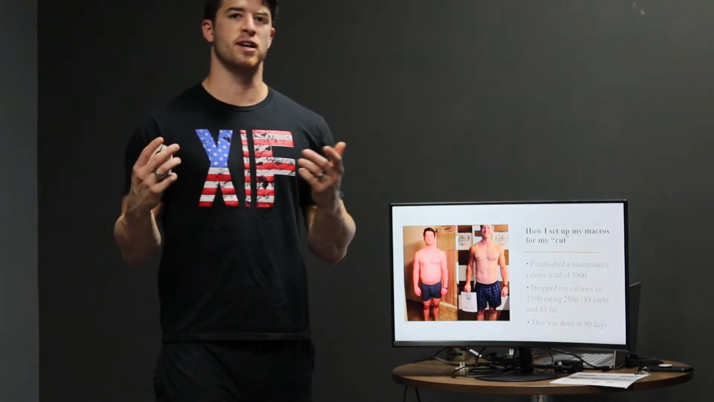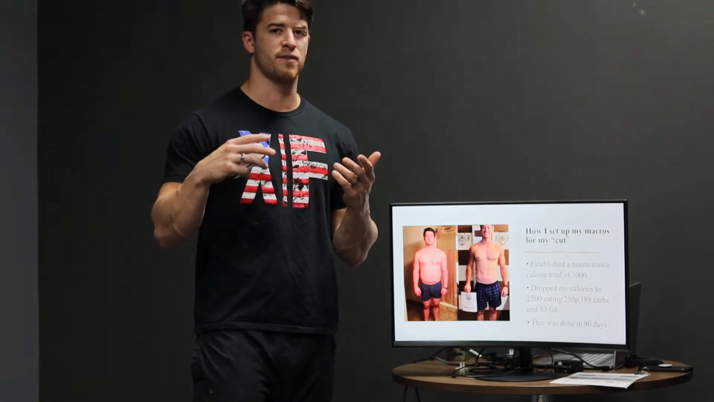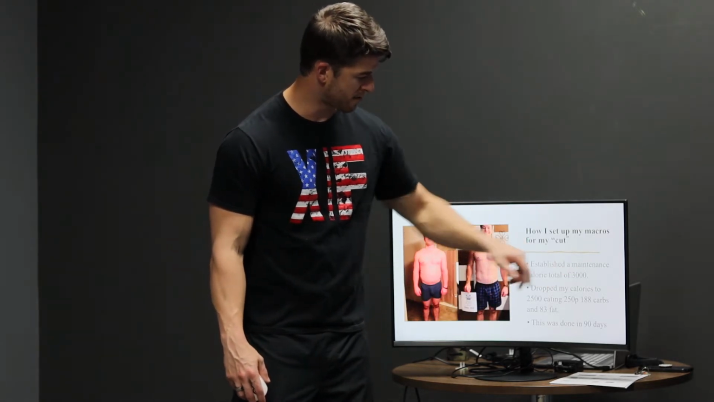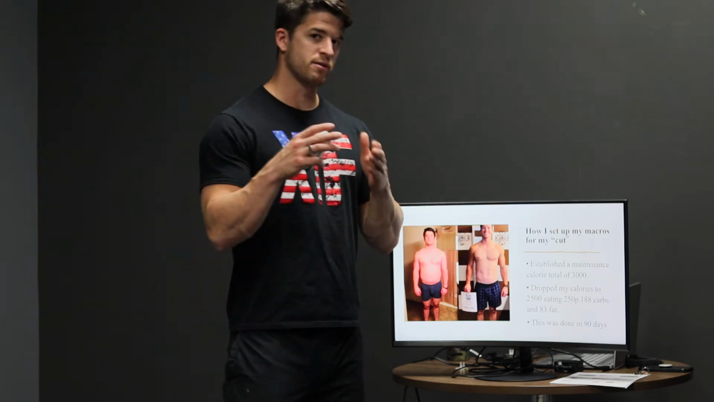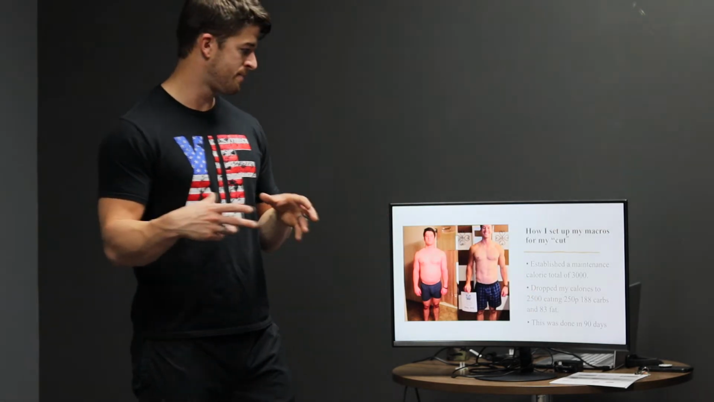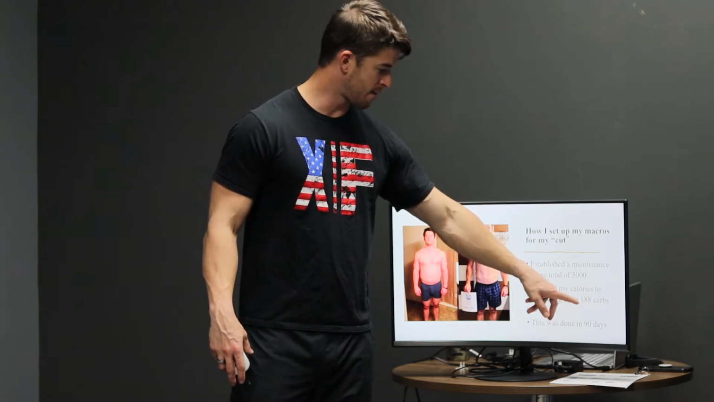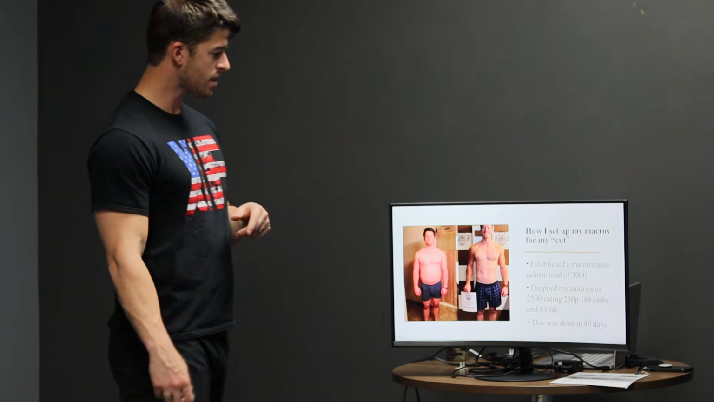So for me, 20% was about 600 calories. I did a 500 calorie deficit, so I started at 2,500. With me having 3,000 to start off with, I dropped myself to 2,500 per day. And out of those 2,500 calories in a day, 250 grams came from protein, 188 grams came from carbs, and 83 grams came from fat.